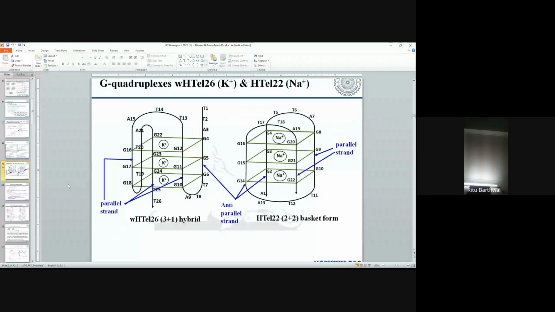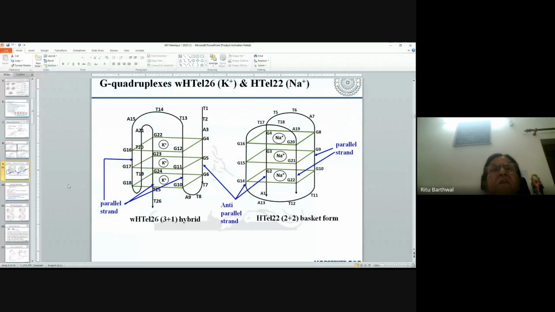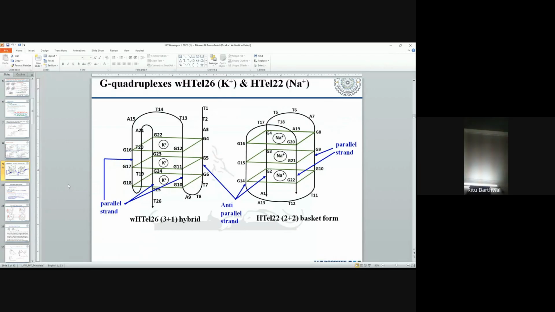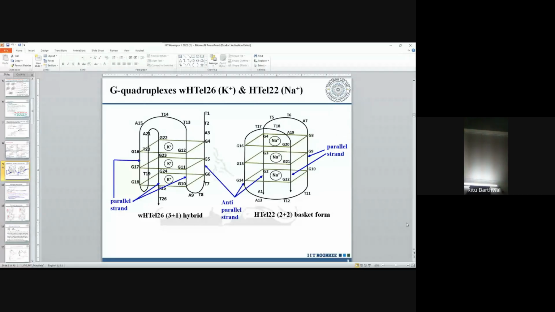This is the G quadruplex, which is very often taken for analysis. This is human telomeric DNA, which is 26 mer we have taken. That means it is a stretch of 26 bases that we have taken. W stands for wild type, which means the actual human telomeric sequence we have selected. And I told you the repeat is TTAGGG, and then again TTAGGG. So the repeat is TTAGGG, and then the whole thing is repeated.